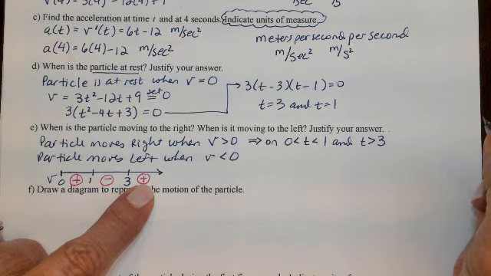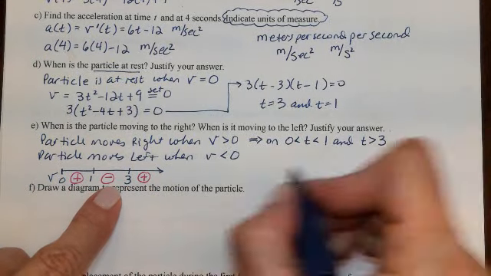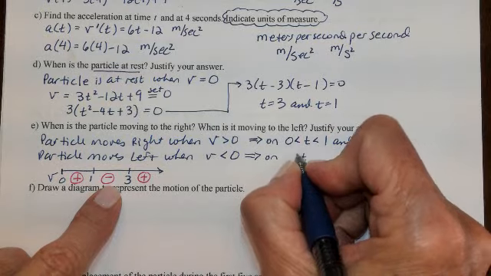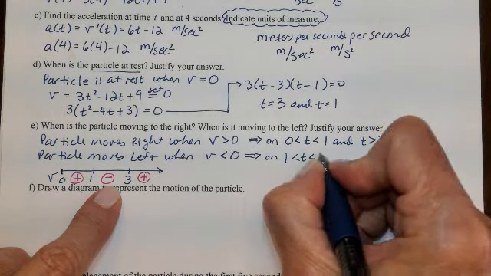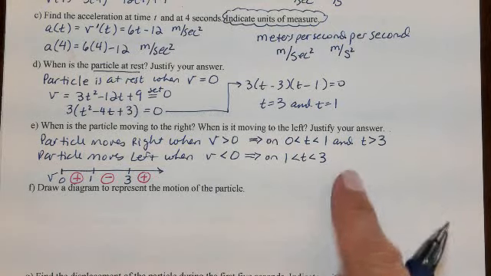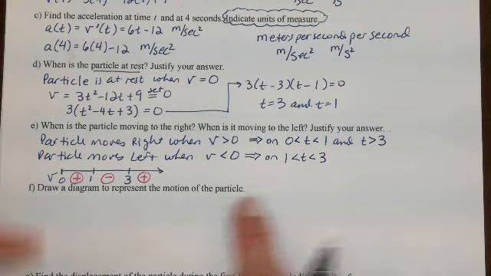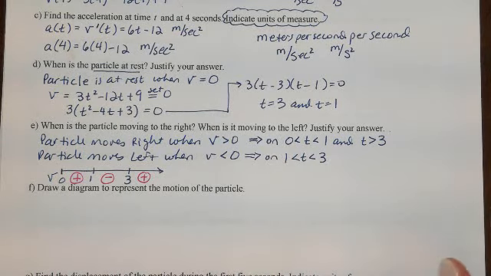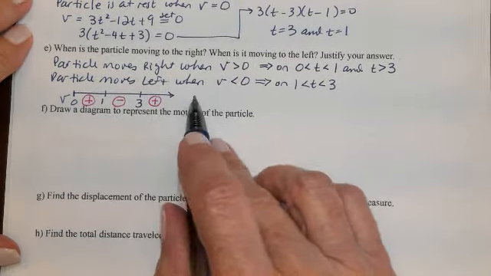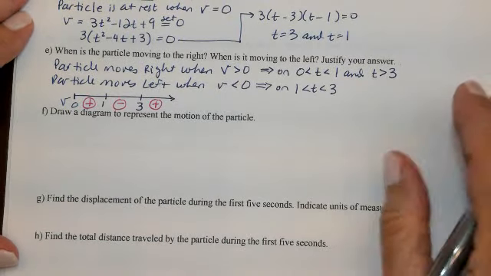Okay? The particle moves to the left on T between 1 and 3. And that's it. So either inequality notation or interval notation, or you could actually write it out all in words if you really want to. Okay? We're pretty easygoing. We need you to communicate, but you can communicate in a variety of ways.